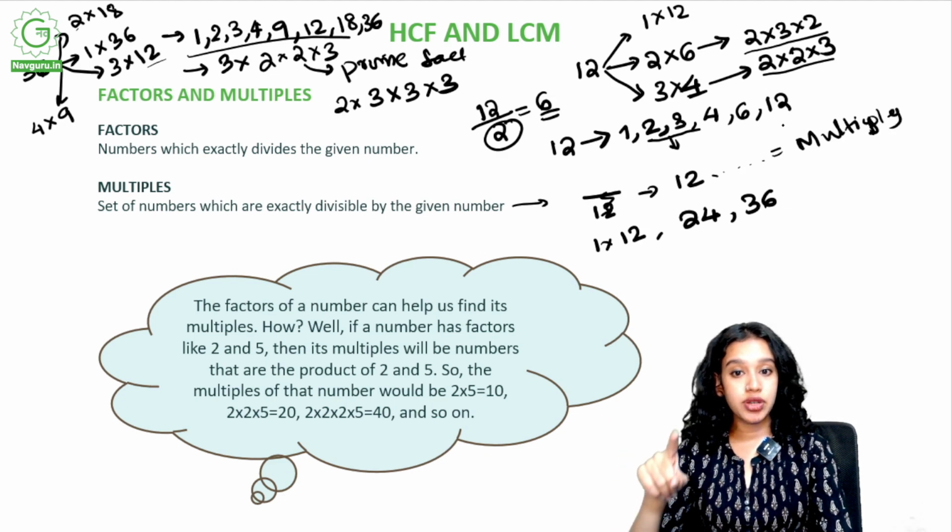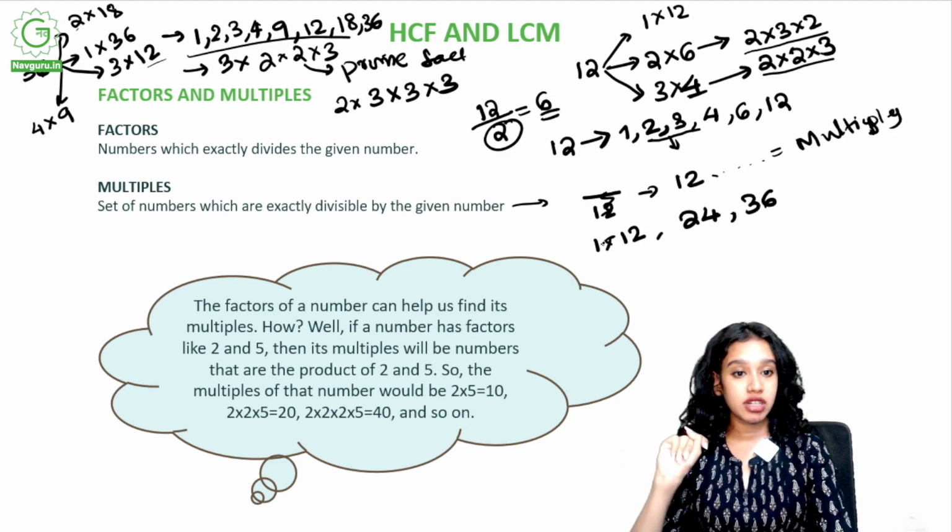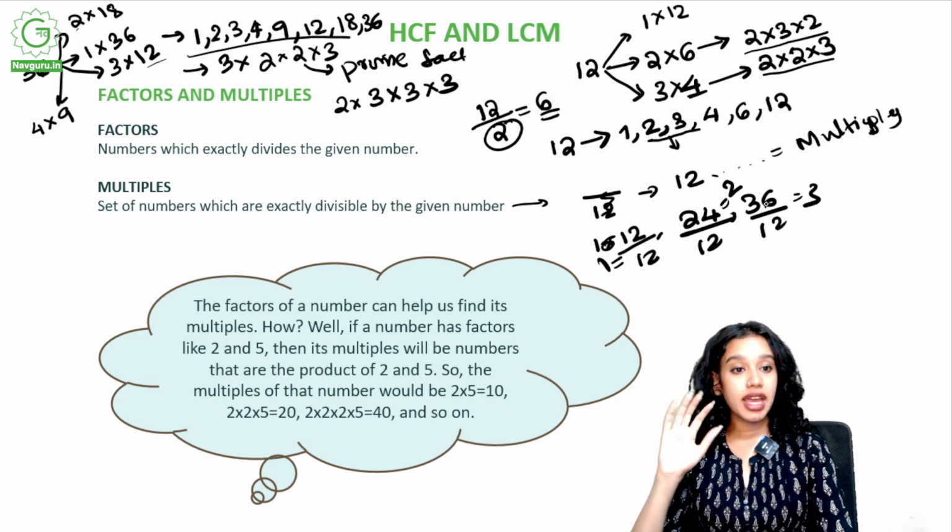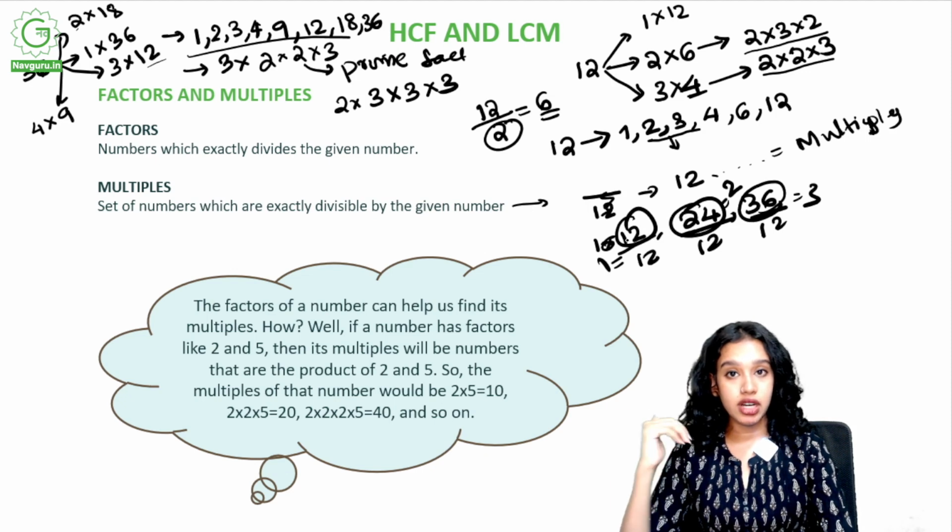So a set of numbers which are exactly divisible by the given number, that is 12 by 12 is equal to 1, 24 by 12 is equal to 2, 36 by 12 is equal to 3. So any number, these numbers are called the multiples of a number, right? Here the multiples of 12.